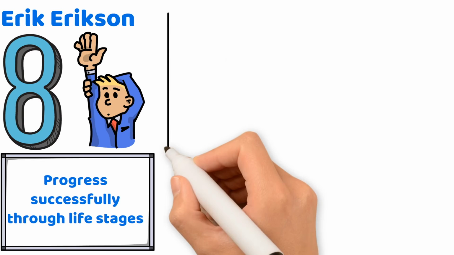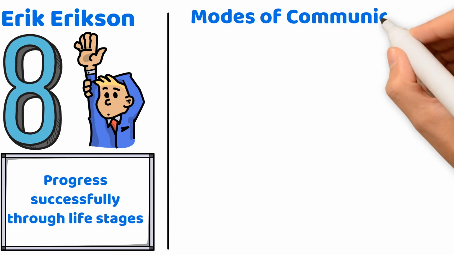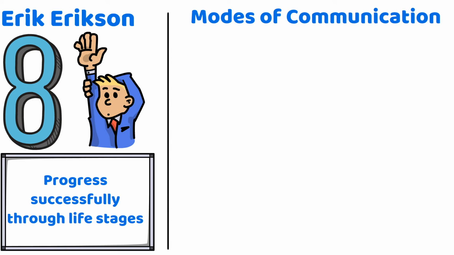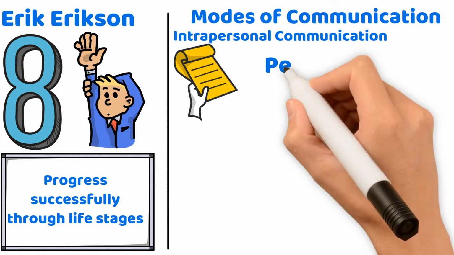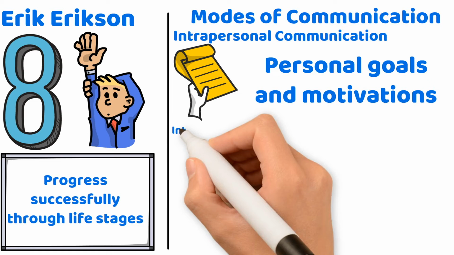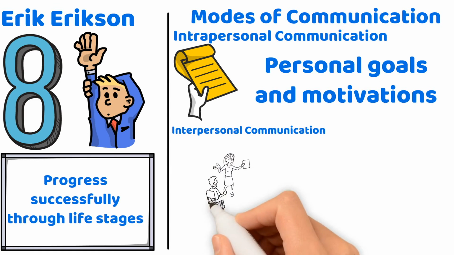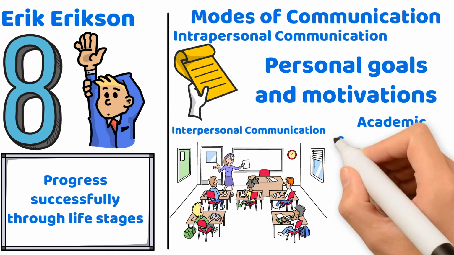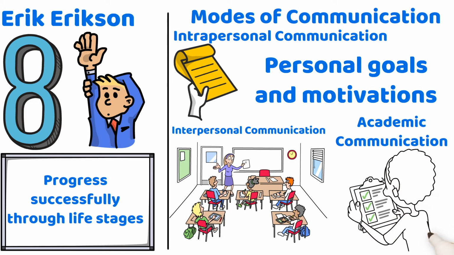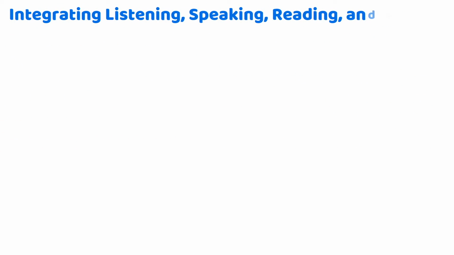Now, let's discuss the different modes of communication. Effective communication in the classroom involves various modes. Intrapersonal communication is all about reflecting on personal goals and motivations. Interpersonal communication means direct interactions, such as teacher-student feedback or peer discussions. Academic communication is structured exchanges within educational settings, like presenting research findings, integrating listening, speaking, reading, and writing.